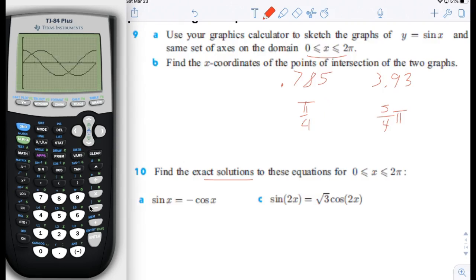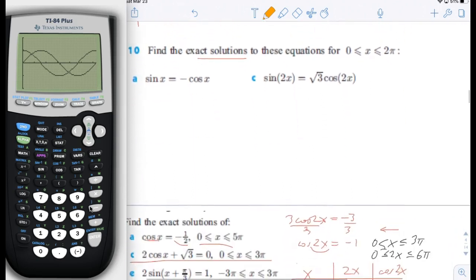I forgot to draw the sketch for you. Okay, so if you draw 0 to 2 pi of sine x, remember it looks like that, like from our investigation. And if you draw 0 to 2 pi of cosine x, it looks like that from our investigation. So the two intersections we found are pi over 4 and 5/4 pi.